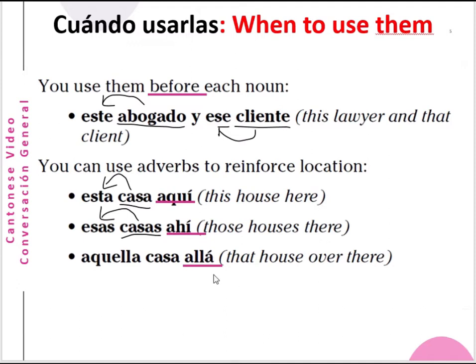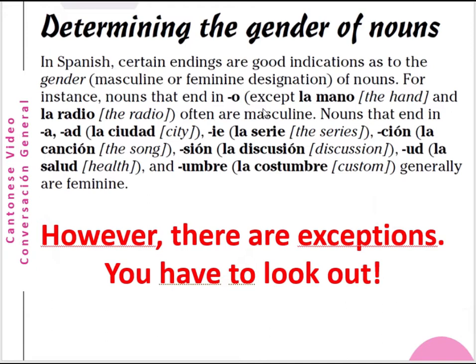And the adverb allá is over there. This means very far away. And casa is feminine and singular. For that, which is far away, we are not using esa. We are using aquella. Aquella casa allá. That house over there is very far away from the speaker. So we are talking about feminine nouns and masculine nouns. And how can we know whether it is a feminine or a masculine noun?